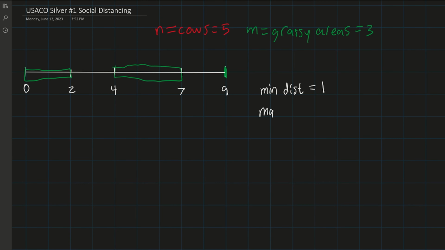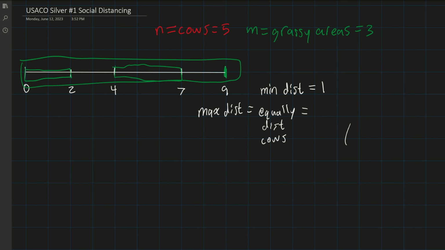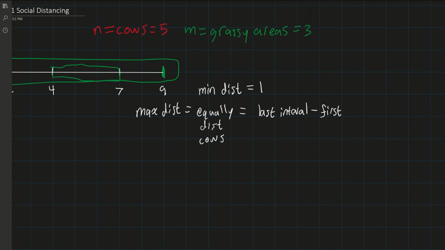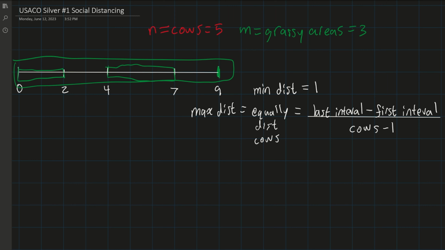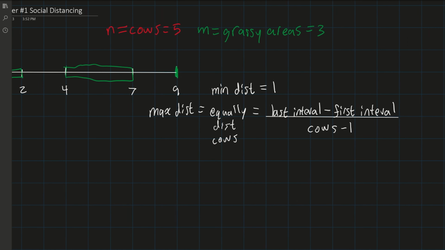The maximum distance, in a situation where let's say this whole area is a grassy area, would be equally distant cows, which can be broken down as the last interval minus first interval divided by cows minus 1. Now this minus 1 is pretty important. The reason why is because we can place a cow on a single grassy point. Therefore, we need a minus 1 to equally distance them out. That's something to consider.